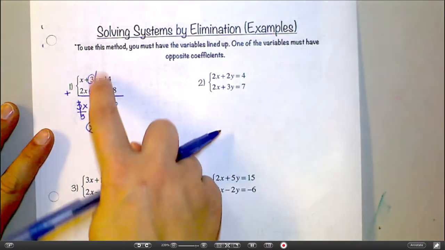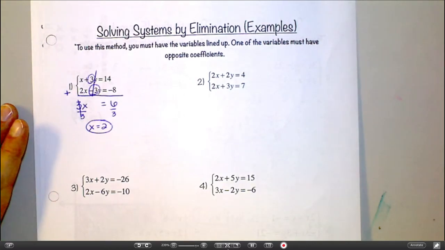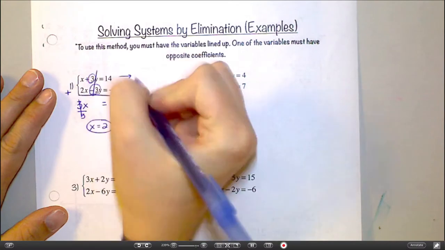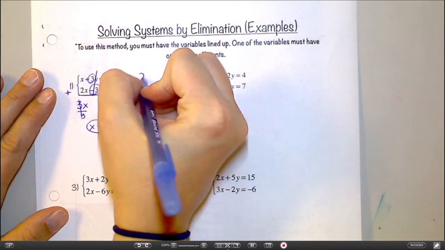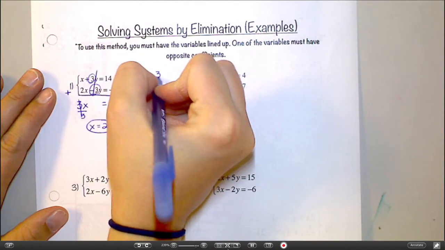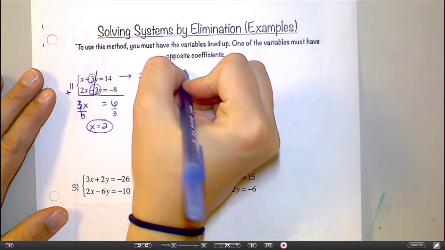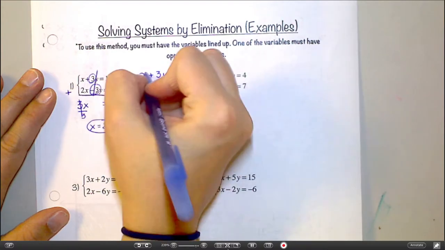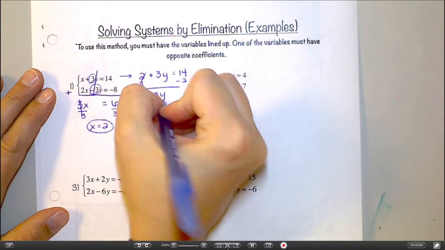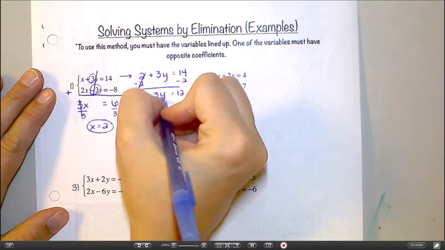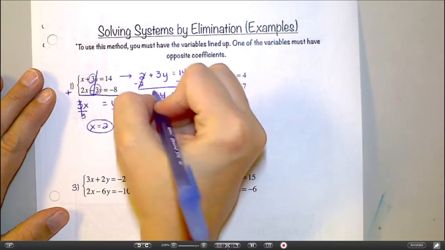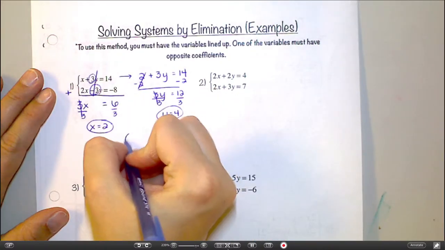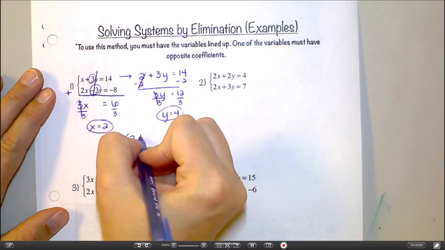I can pick either one of these equations to plug into. Which one looks easier to you? Probably the top one. So if I go back into the top one and I plug in 2 for X, I get 2 plus 3Y equals 14. And now I'm just solving for Y. Minus 2 minus 2. So 3Y equals 12. Divide by 3. Y equals 4. And so then your coordinate would be 2, 4.